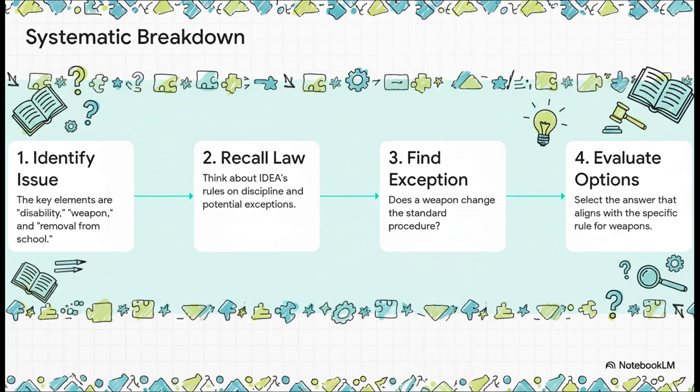First step, what are the key pieces of information? We've got student with a disability, weapon, and removal. Your brain should immediately go to IDEA and its rules on discipline. But, and this is so important, you have to ask, is there an exception to the rule? That word weapon should be a giant flashing red light. It tells you that the standard rules might not apply here.